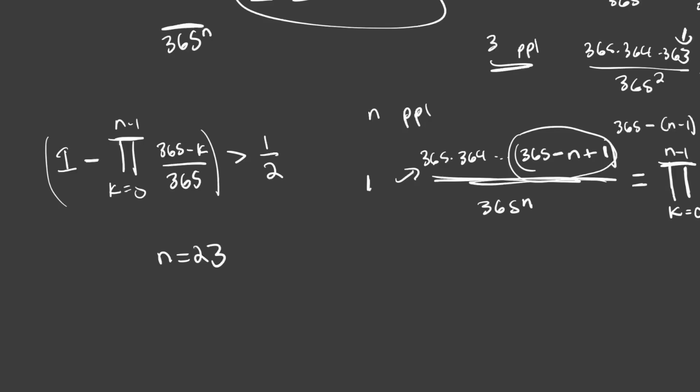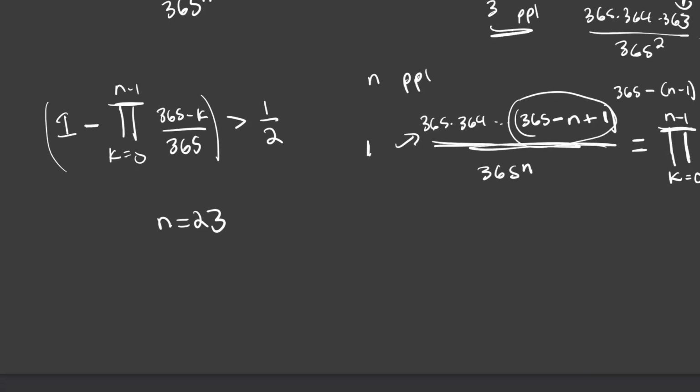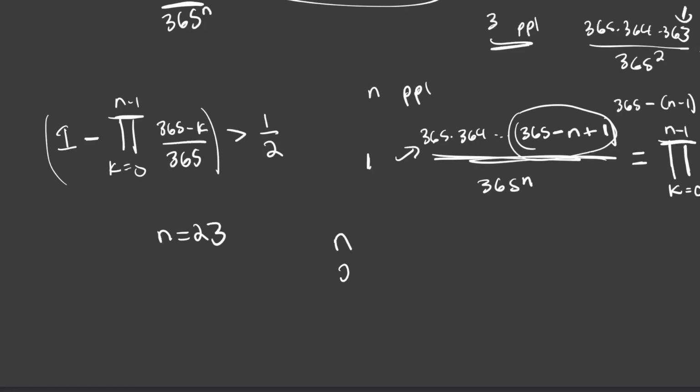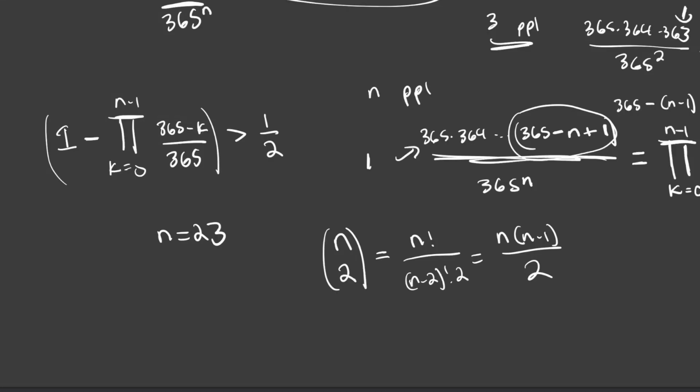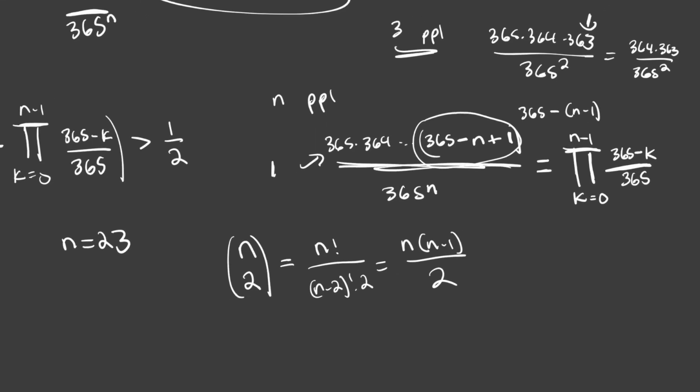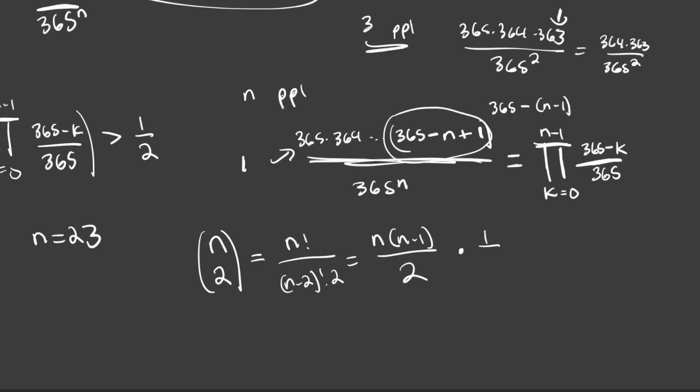Another really cool way, although much harder, is by thinking about these as independent trials. Basically, we have n people, and how many pairs of people can we pull from them? Well, n choose 2. That's just n factorial over (n minus 2) factorial times 2 factorial, which is just equal to n times (n minus 1) over 2. So these are the number of pairs of people that we can get, and each one of these pairs has a 1 out of 365 chance of having the same birthday.